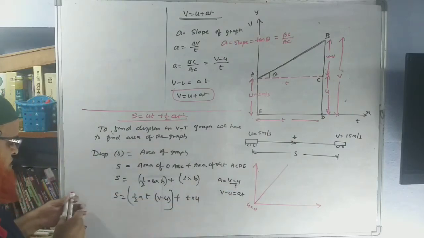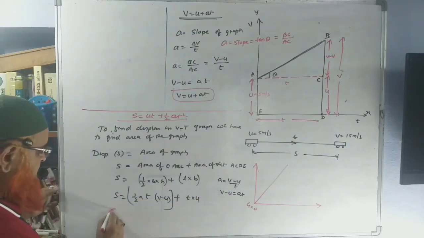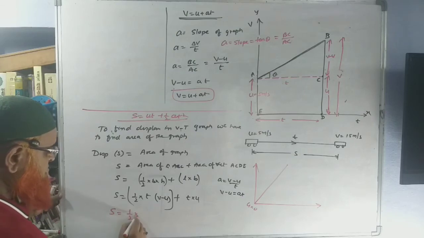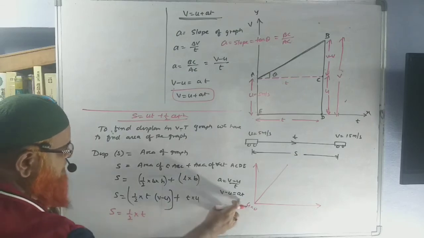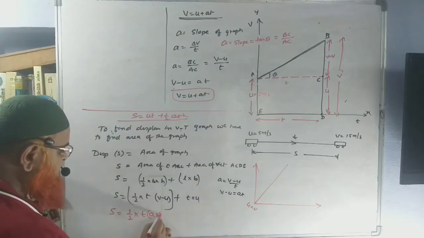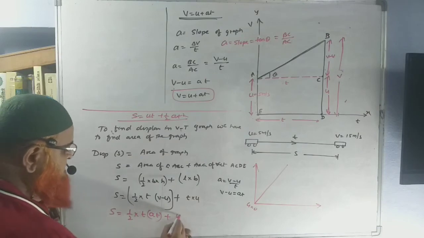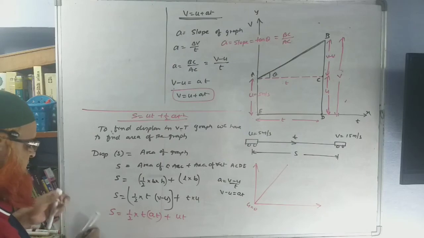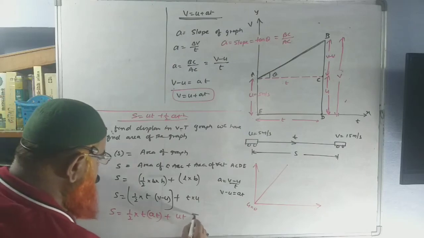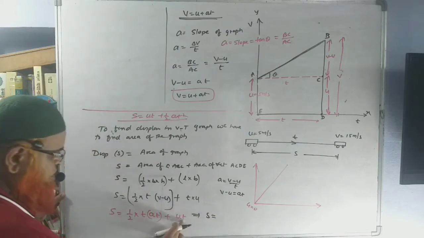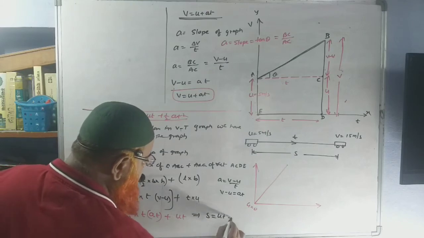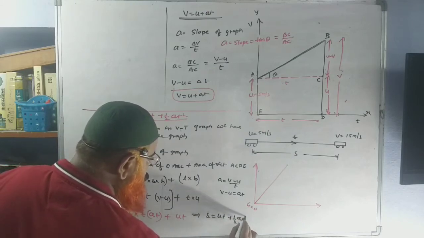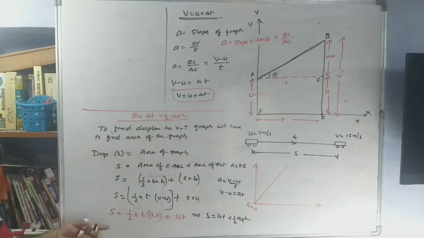So what are you going to do now here? The final step is S is equal to half into T, V minus U can be written as A into T separately, plus you can write this as TU or UT, whatever it may be. So the final step you are going to get is the equation. This implies that S is equal to UT plus half AT square. That's it. So we are getting the same equation by using the graph also.